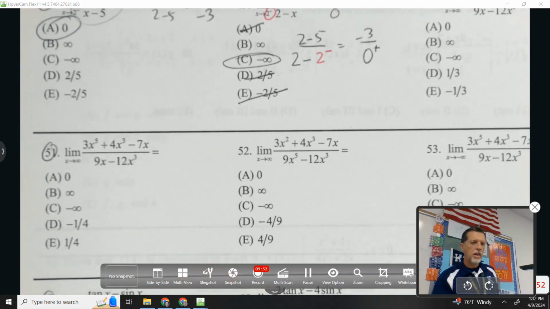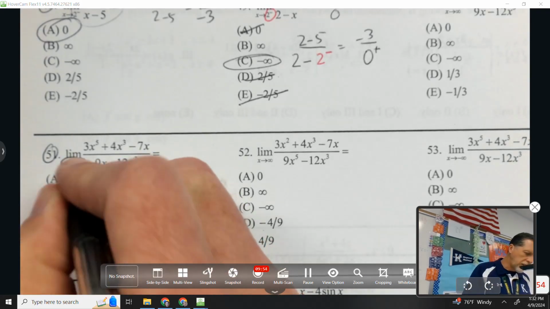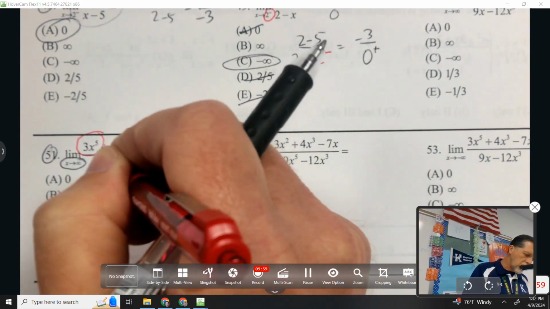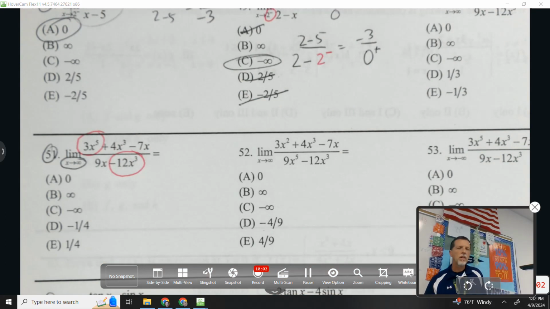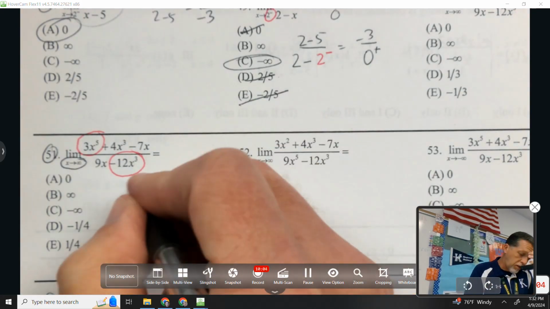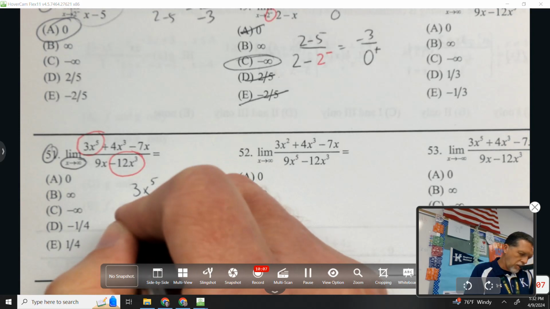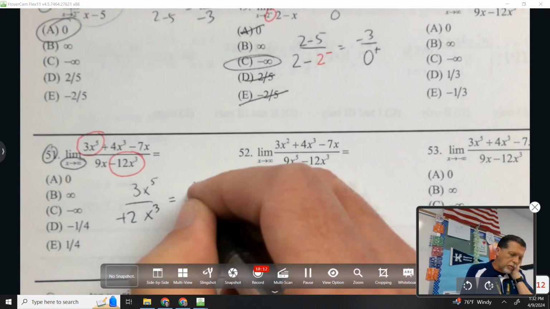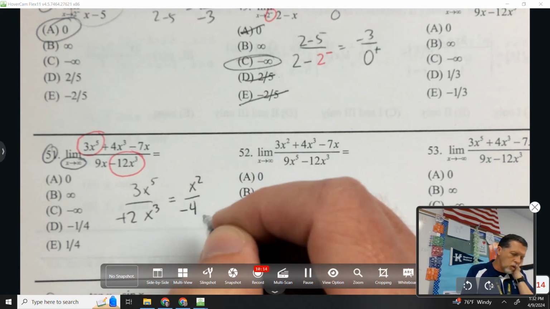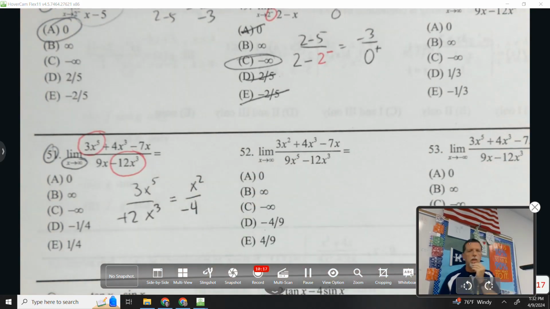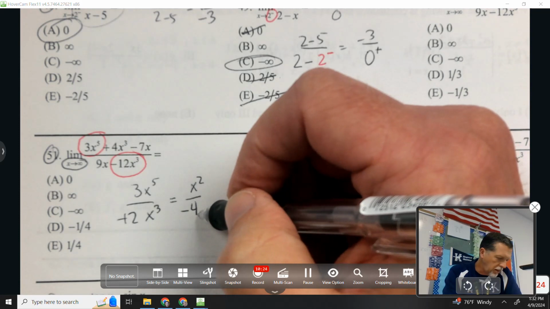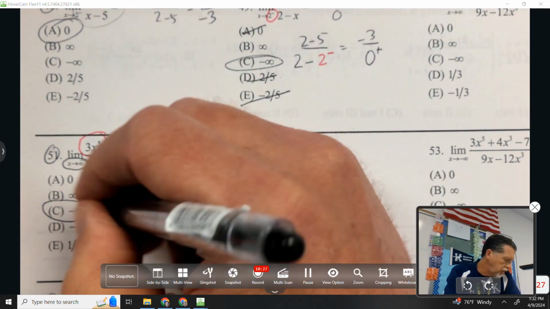51. Let's see, as x approaches infinity, that makes me think about the big terms. The only terms that matter are the biggest ones. So let's reduce this down to 3x to the fifth over negative 12x cubed. So let's see, that would be x squared over negative 4. So if I plug in infinity, the top's going to get really, really big and positive. The bottom is negative 4, so I'm headed toward negative infinity then.